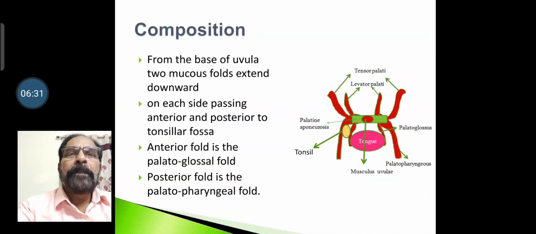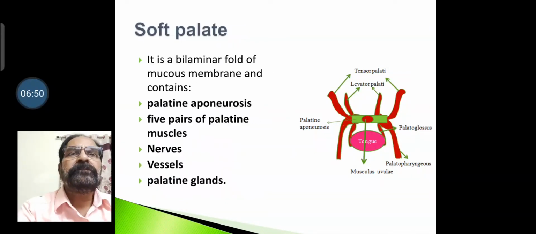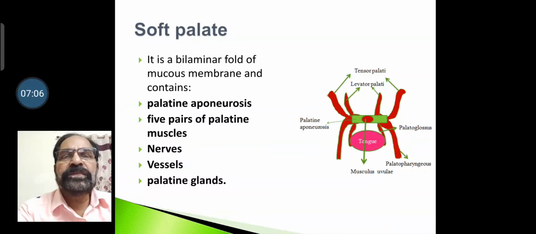From the base of the uvula, two mucous folds extend downward on each side, passing anterior and posterior to the tonsillar fossa, that you can see in the picture. Anterior fold is the palatoglossal fold. The posterior fold is the palatopharyngeal fold. It is a bilaminar fold of mucous membrane and contains palatine aponeurosis, 5 pairs of palatine muscles, nerves, vessels, and palatine glands.